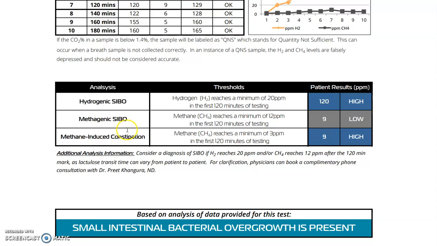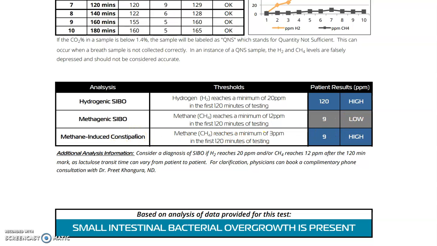Then you'll see methane, and the cutoff for methane in the average population without IBS, and they've done the research there. There's lots of people doing research online that you can follow up with and review. They are showing 12 parts per million. So this person was 9, so the cutoff is low.